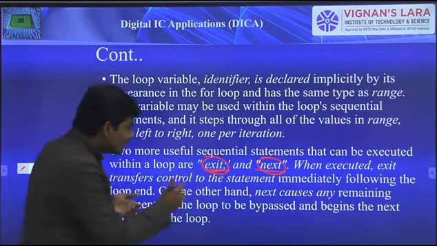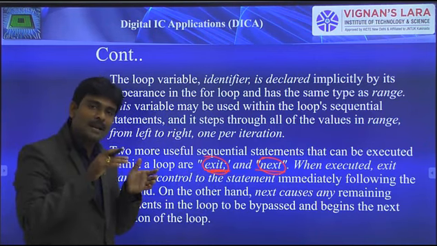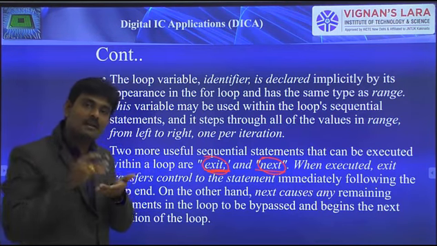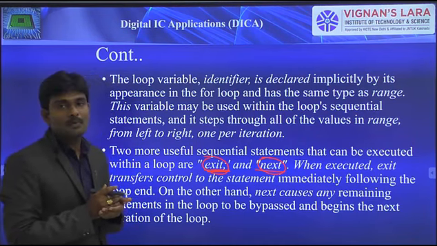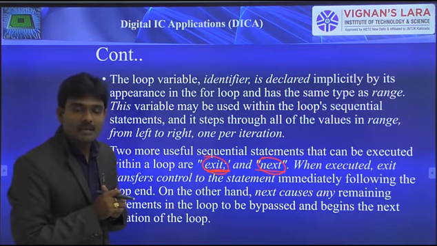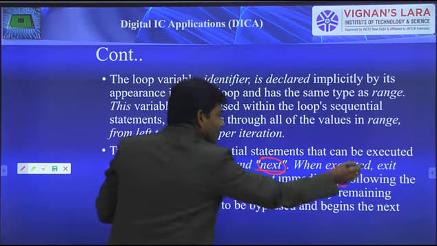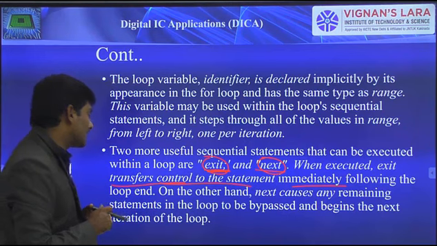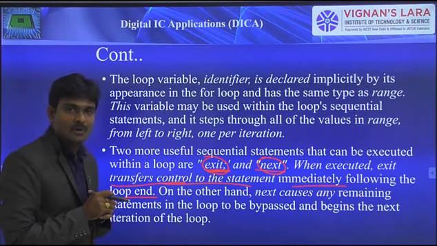After the second iteration, if the compiler faces that exit statement, then obviously, suspending the remaining 2 iterations, B equals 3 and B equals 4, the control goes directly to the immediate statement after that end loop. Whatever statement we described after the end loop, control goes to that statement. So that is what exit does: it immediately transfers control to the statement immediately following the loop end.